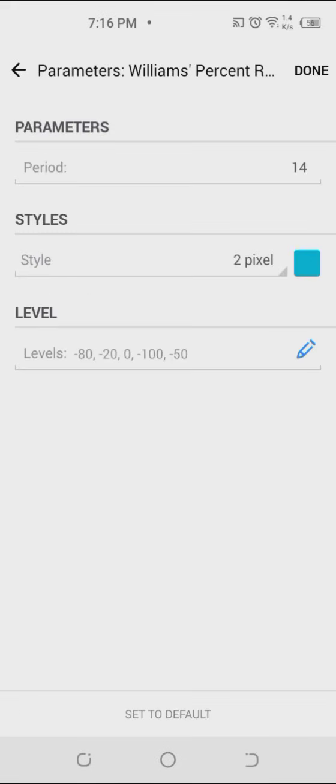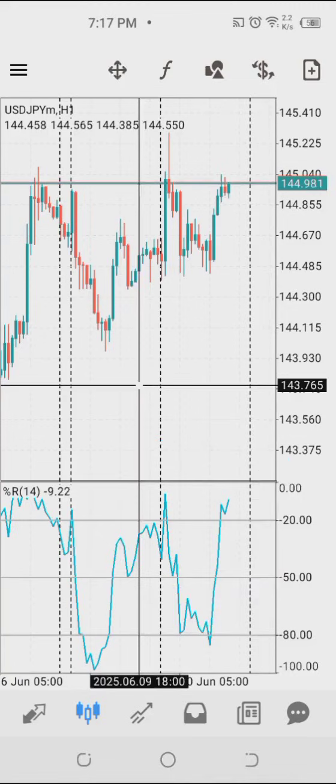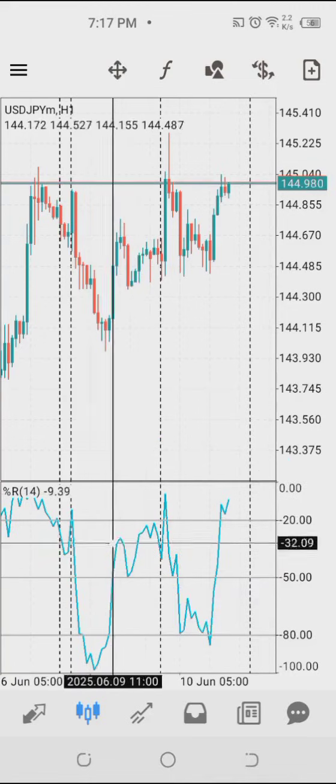We're going to be making use of period 14, style 2 pixel, levels minus, please take note of the levels: minus 80, minus 20, 0, minus 100, and minus 50. Please take note of these levels. We're going to be making use of these levels. Now we add that to the chart. This is the Williams percentage range.